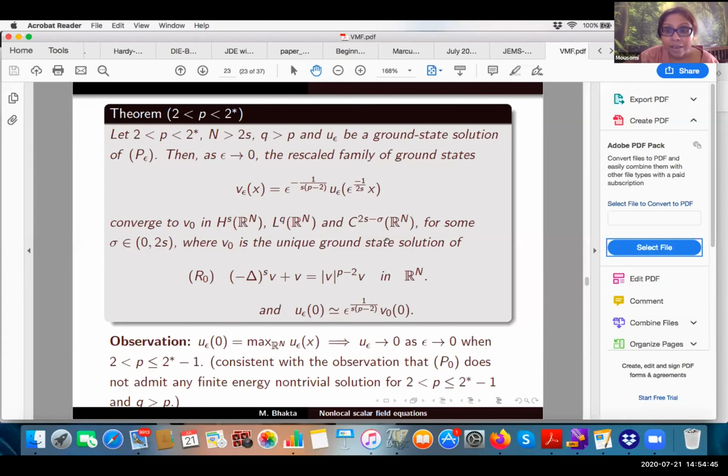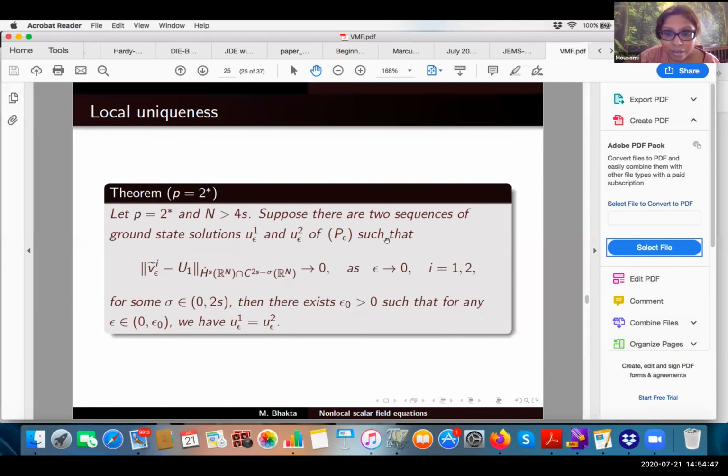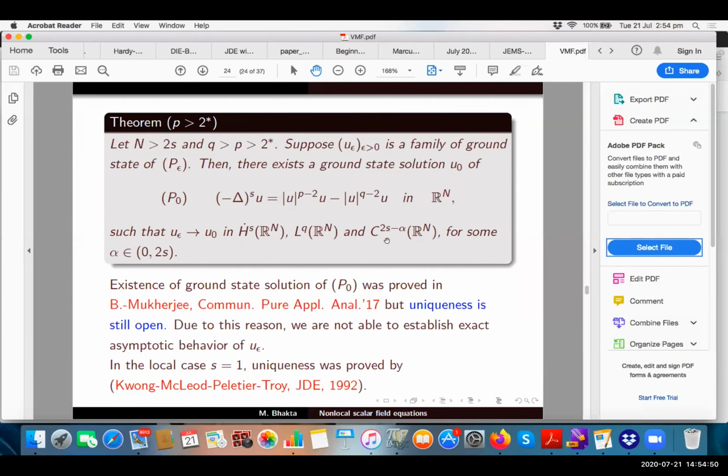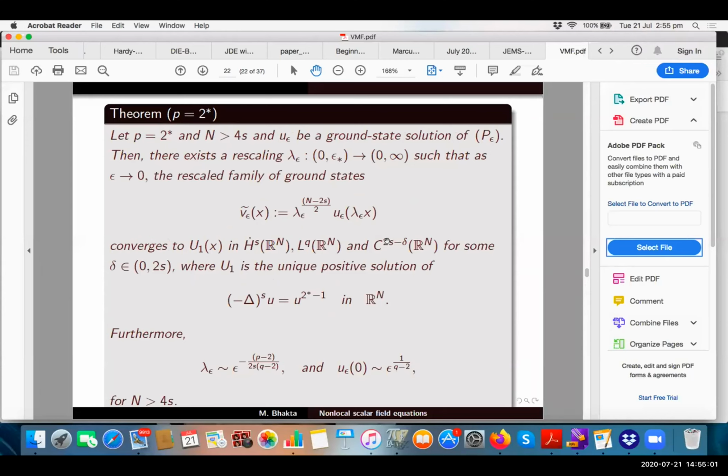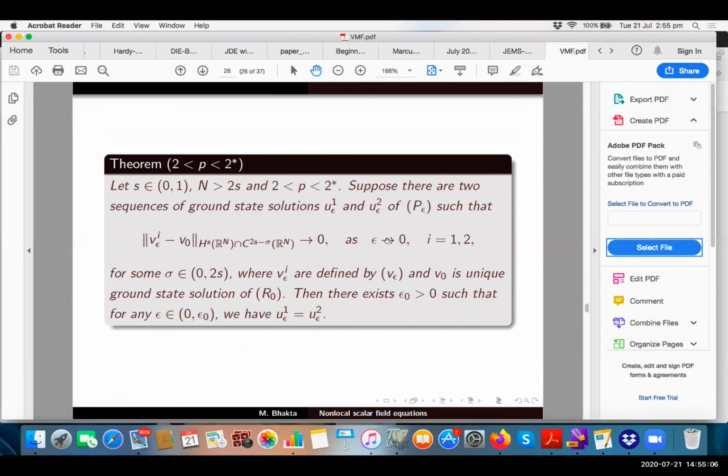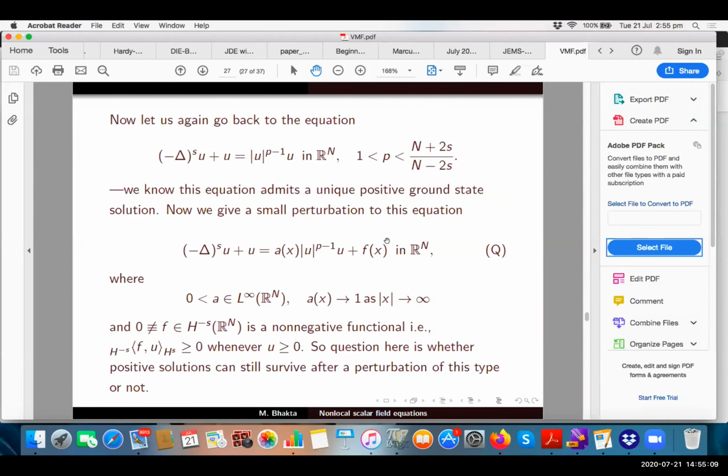Hello, ma'am. I am Nivedita. I have a question. There we take a restriction on p, that is 1 less than p less than N plus 2S divided by N minus 2S. Why do we need that? This is the subcritical case I'm talking about, because if you take p bigger than that, the solution does not exist.